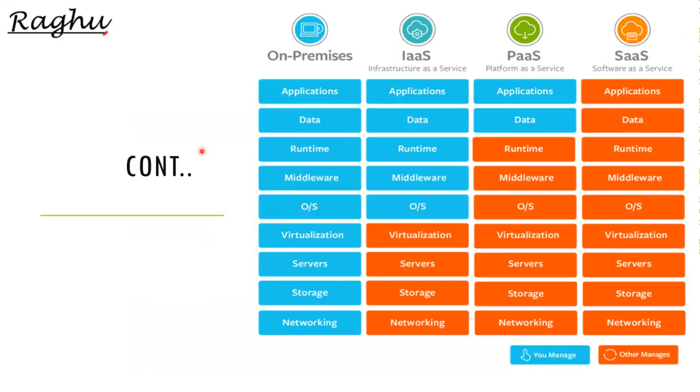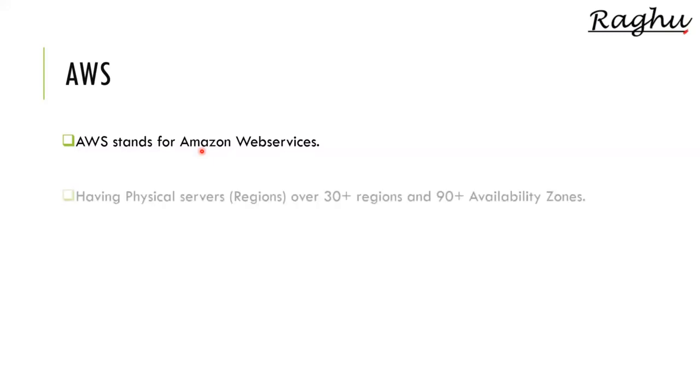So here we have seen generic things, not dedicated to AWS. Now we'll see more about AWS. I think you already understood what AWS is. AWS stands for Amazon Web Services. They provide physical machines, and these machines are kept in different countries, over 30 regions. Here, region means the place where a physical machine is kept, and there are 90 plus availability zones. Observe.